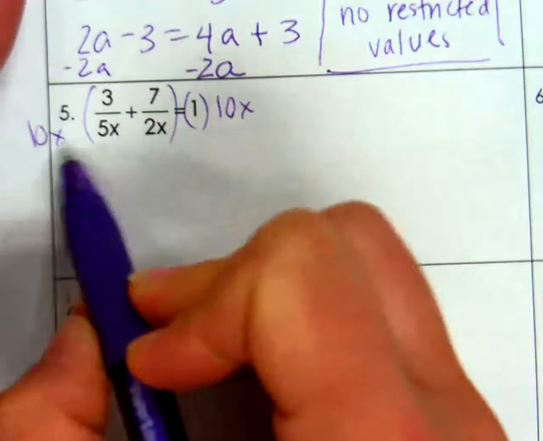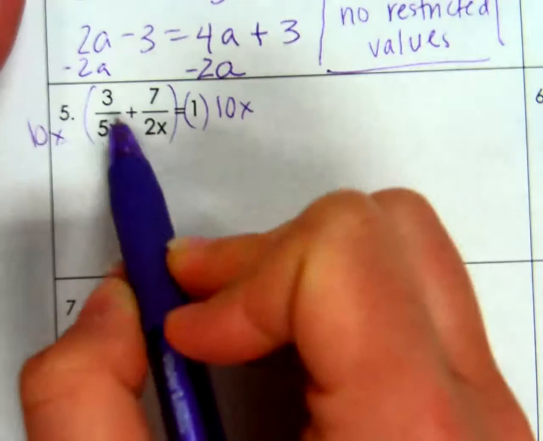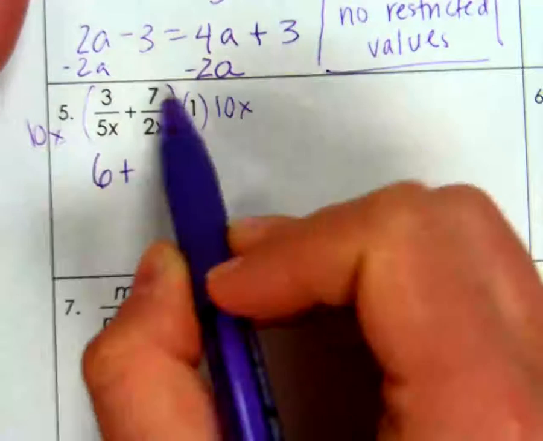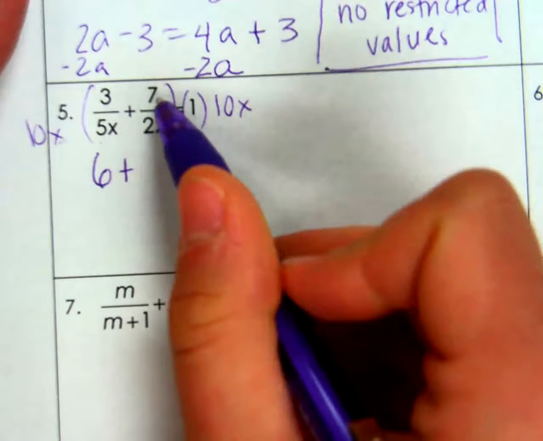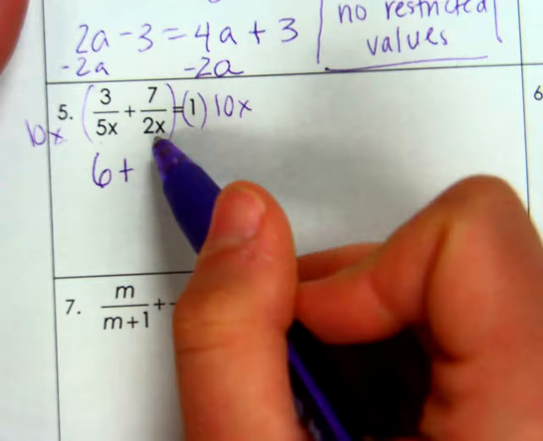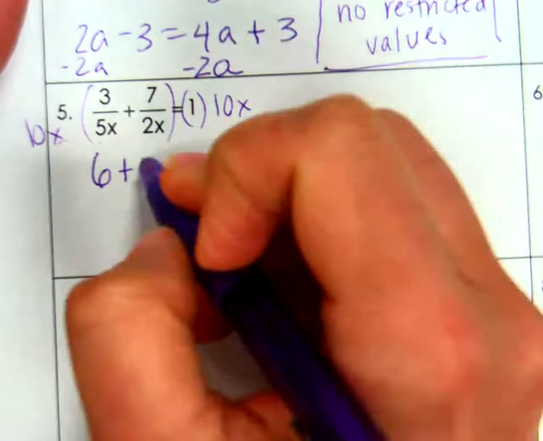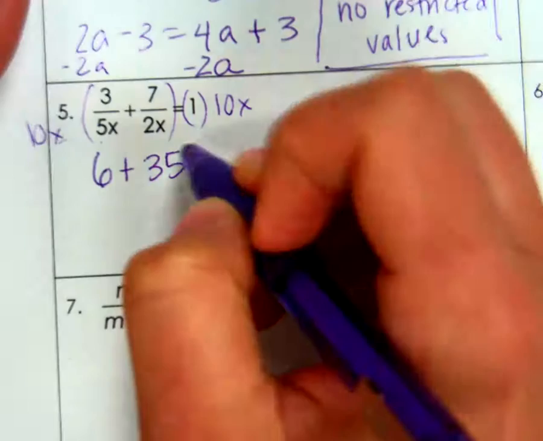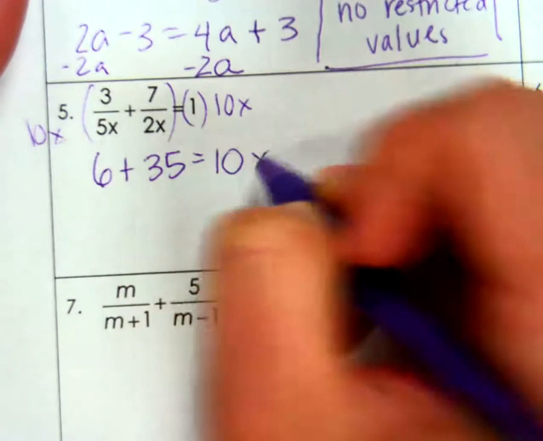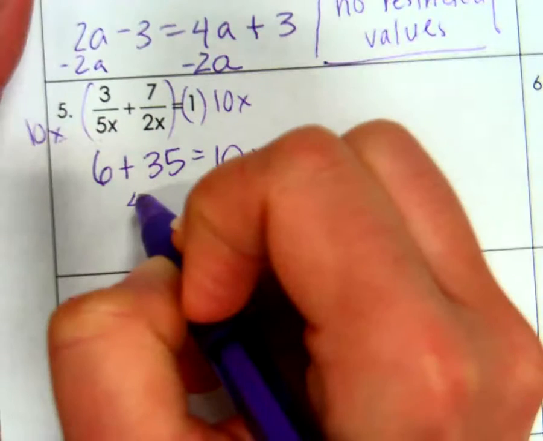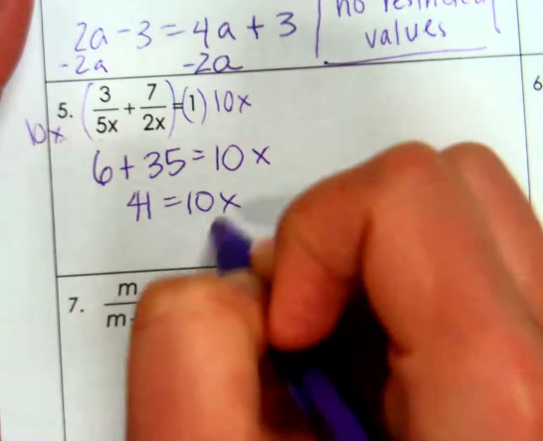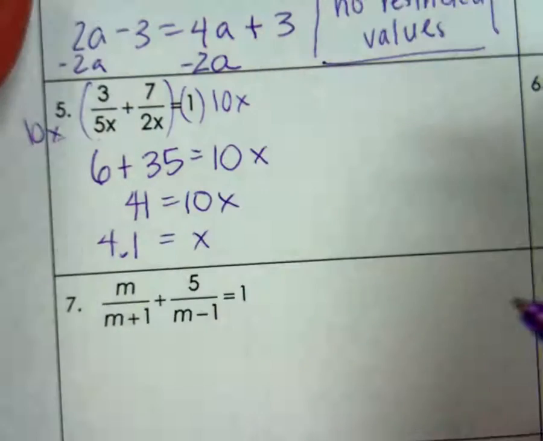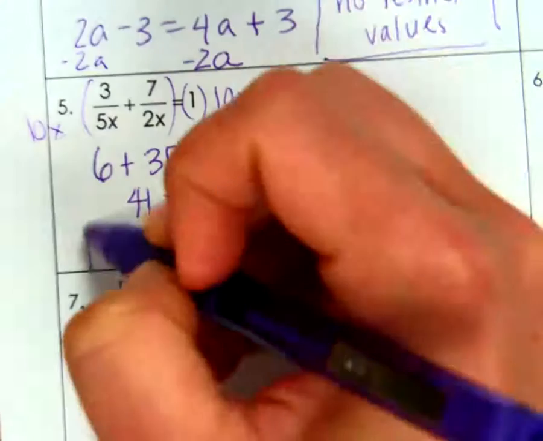Over here, if I multiply by 10x, that gives me 30x over 5x, which is 6. If I multiply it over here, I have 10x times 7 is 70x over 2x, so that's going to be 35. If you need to write it out in the beginning to get used to it, that's fine. Equals 10x. 41 equals 10x. X divided by 10, x equals 4.1. So that's the first part of my answer.